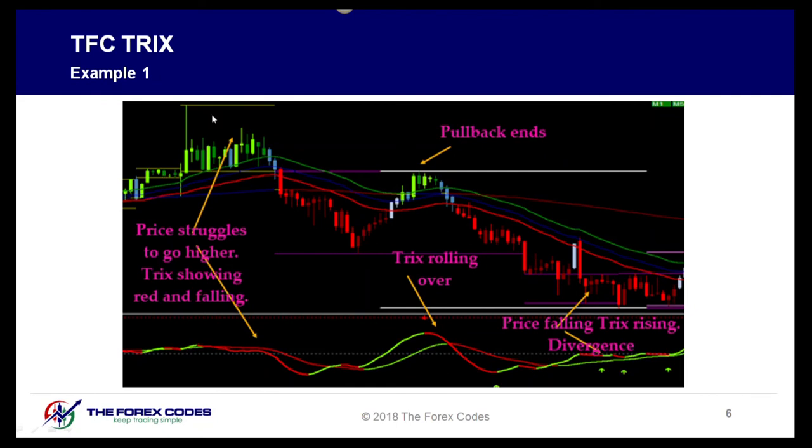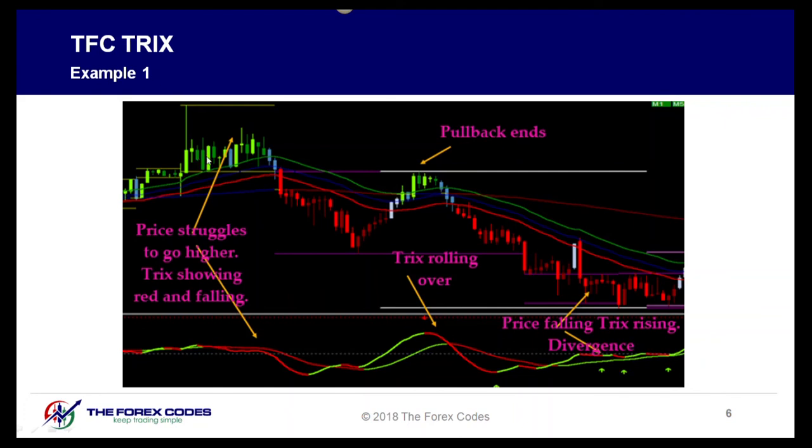So price has been in an uptrend here, and look at the shooting star. Not a perfect one, because I'd like this part here to be shorter. I've forgotten its name now. Anyway, price struggles to go higher to get back to those highs. And you can see why.